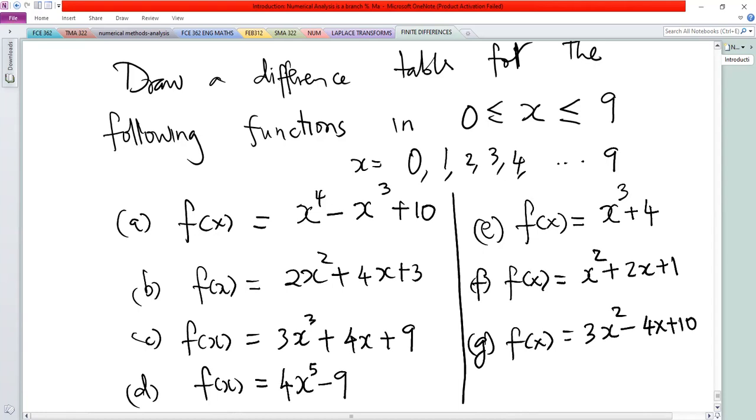So draw up to sixth differences. And then you'll see the truth in the statement that if you are dealing with a polynomial of degree n, then the nth differences are always a constant. Thank you.